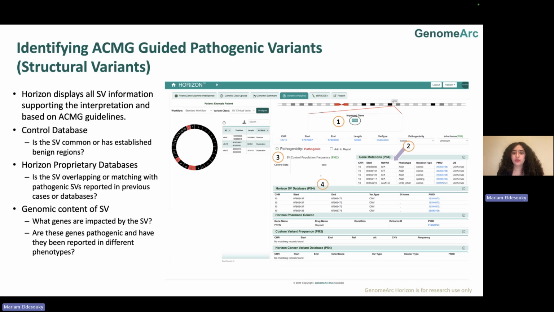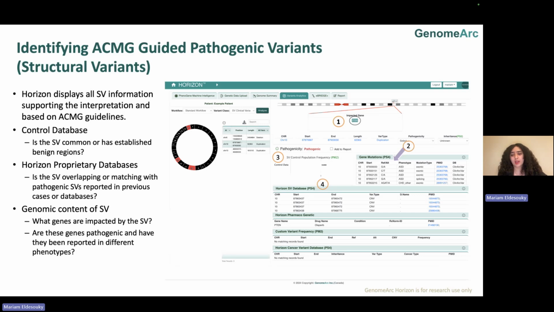And so, first of all, we need to filter for whether it is prevalent in the population or not. Basically, is it a rare CNV or not? For that, there isn't currently a controlled population frequency database for SVs. So we have an integrated one in Horizon with a lot of data points of established control SVs. And so Horizon evaluates the structural variant on these control SVs and checks if it's already in the control SV database. And then the second thing is finding if the SV has been reported in previous cases or not.